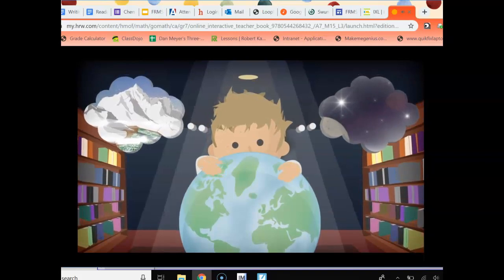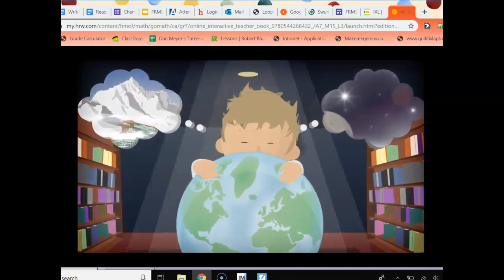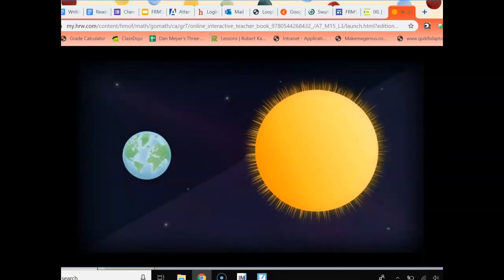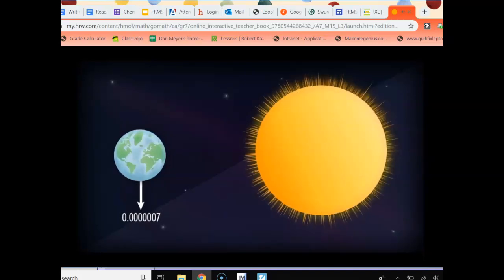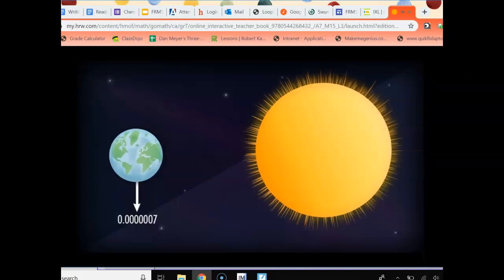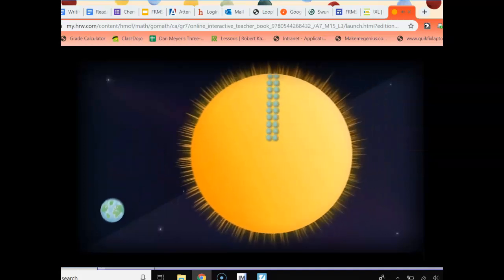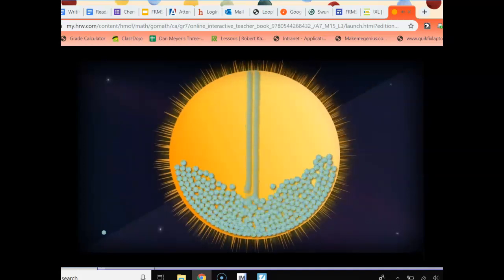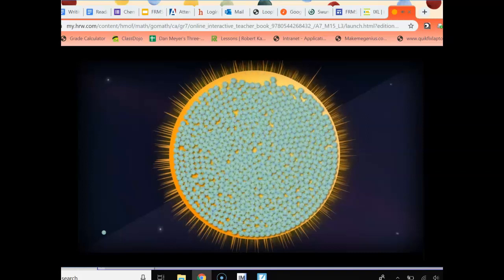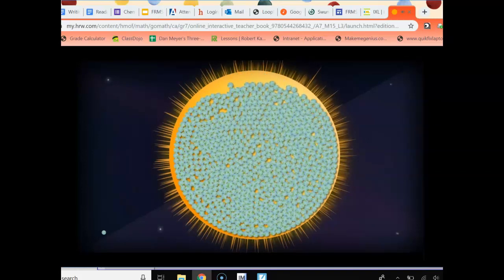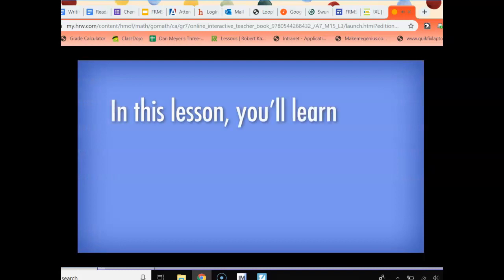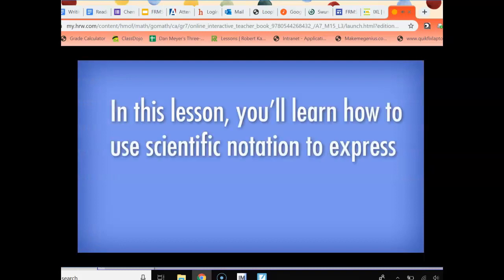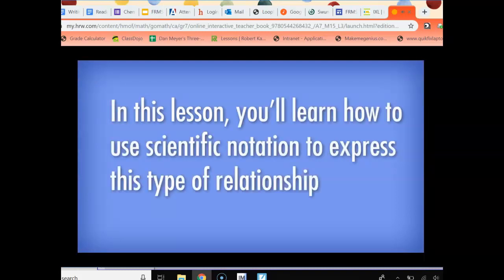To try to get some perspective without going to space, we can look at it like this. The volume of the Earth is about 7/10 millionths times smaller than the volume of the Sun. Okay, that's pretty small, and it's quite a mouthful. How can you express the Earth's volume in comparison to the Sun's in a way that is easier to work with? This is where scientific notation comes in really handy. In this lesson, you'll learn how to use scientific notation to express this type of relationship.